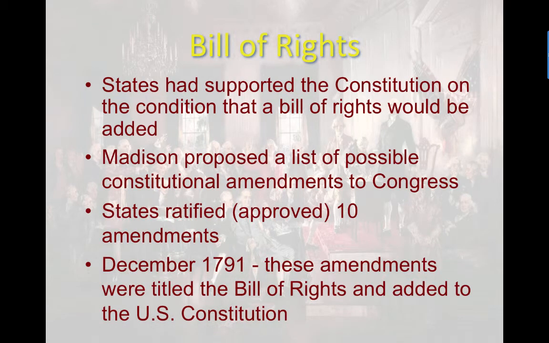And in December 1791, these amendments were titled the Bill of Rights and added to the U.S. Constitution. They become a binding document added onto the Constitution, a permanent addition. There's only to this day 27 constitutional amendments. So in the course of our history, the first 10 were extremely, extremely important, and only a few more have really been added in our history.